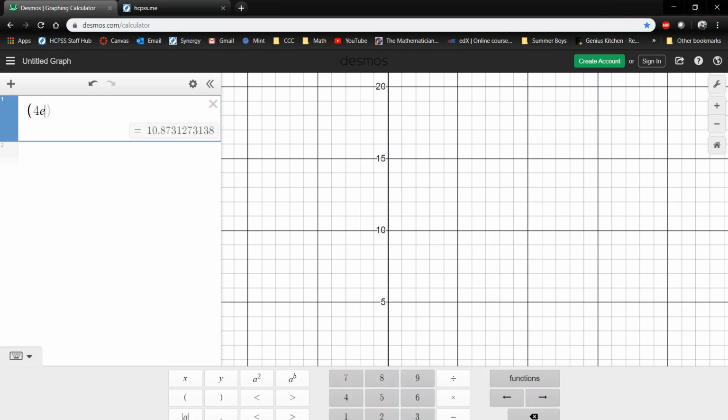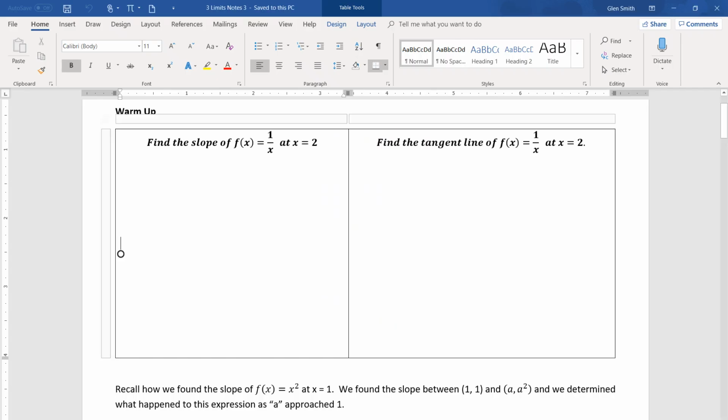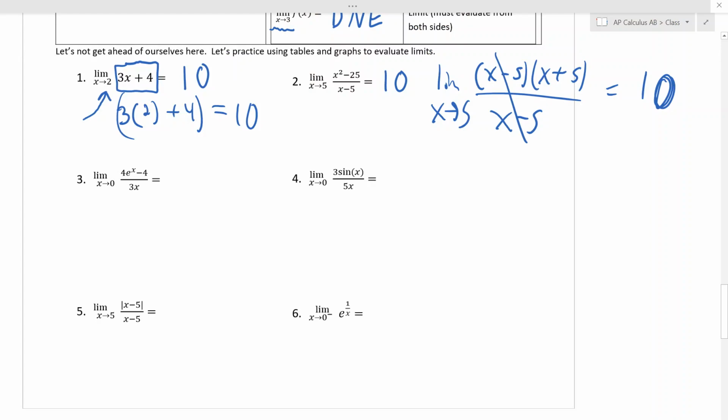No, get out of here. e to the x. There's that. Minus 4, divided by... is it just x? I forget already. Nope, 3x. Okay.